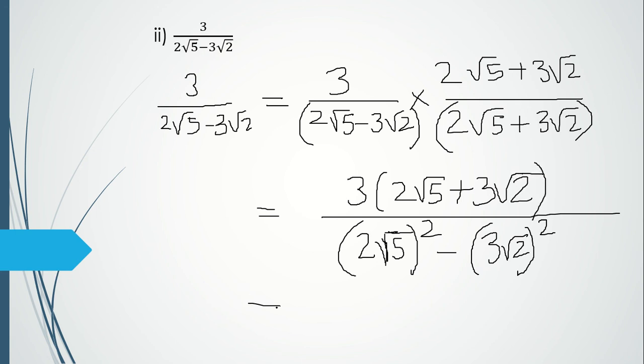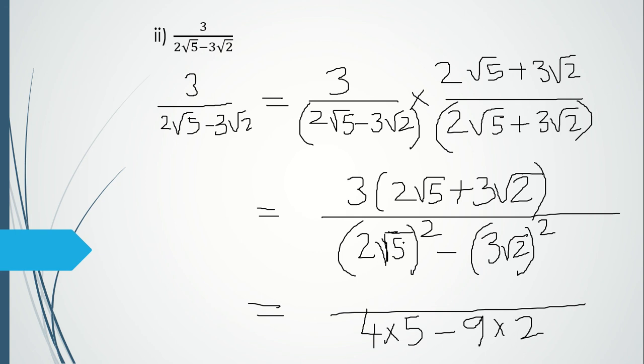Okay, so then look what we will get in the denominator. 2 square is 4, root 5 square is 5, minus 3 square is 9, and root 2 square is 2. Now 5 4s are 20 and 9 2s are 18. 20 minus 18 means 2. We got 2 in the denominator and 2 is a rational number. So we got a rational number in the denominator and hence we have rationalized it. That's it.